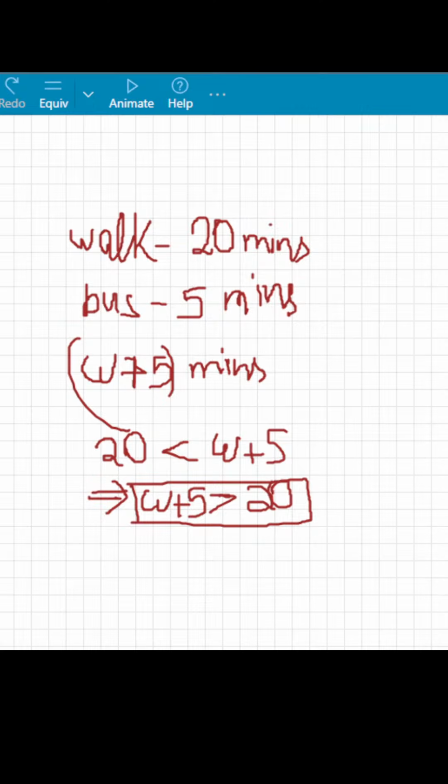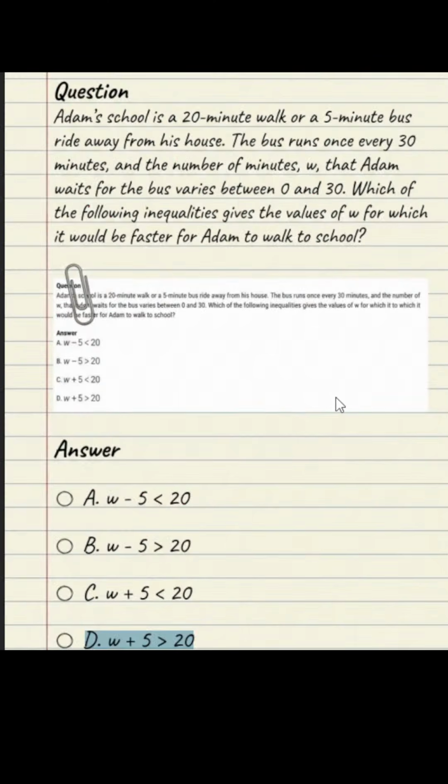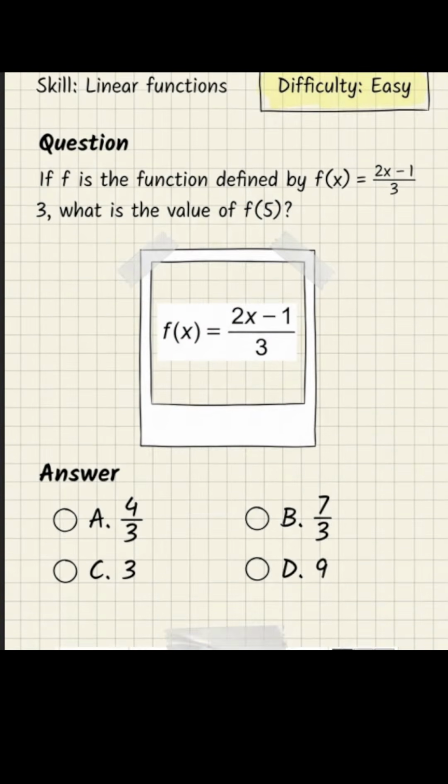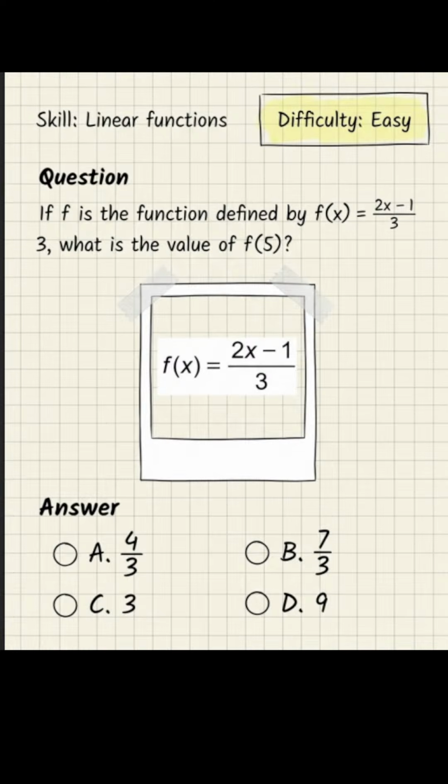Okay, now let us move to the next question. Okay, so this is the next question. We'll read the question once, and then you can attempt your answers for this question. So the question is that if f is the function defined by f of x is equal to 2x minus 1 whole divided by 3, then what is the value of f of 5? So this 3 is incorrect one, this won't be there.